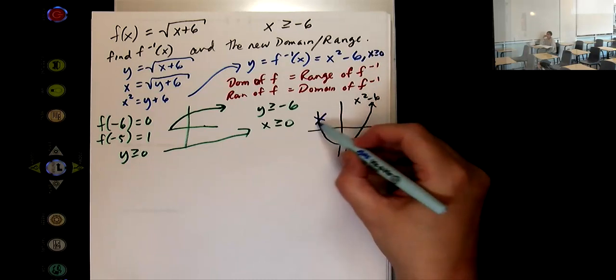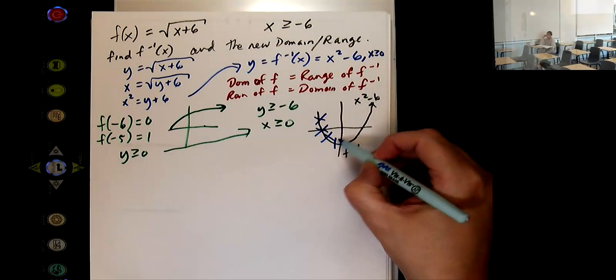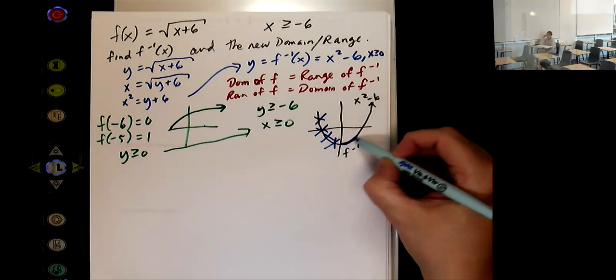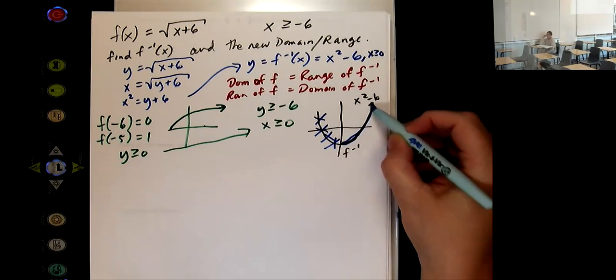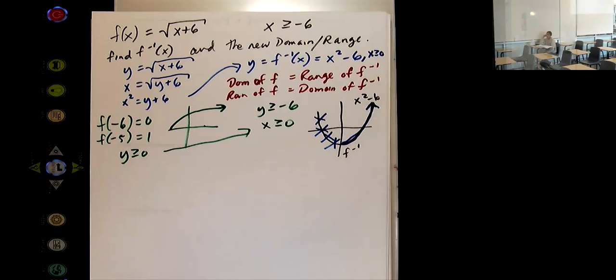That will get rid of this side. And now this is 1-to-1. It's going to pass the vertical line test. It's going to pass the horizontal line test. It's all a little tricky.